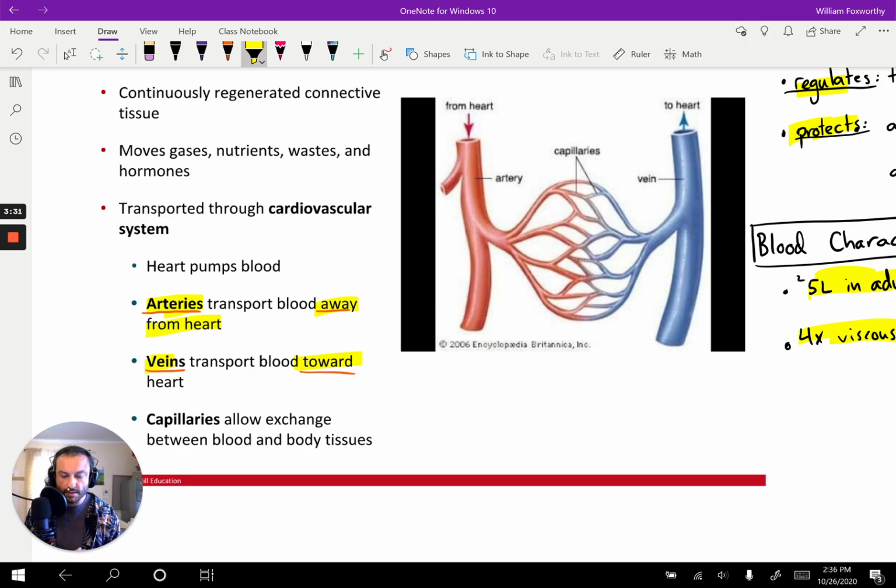Connecting between your arteries and veins are capillaries, which allow that exchange of gases and nutrients, hormones, etc., between your blood and your body tissues.